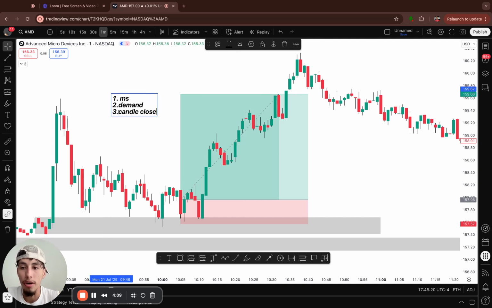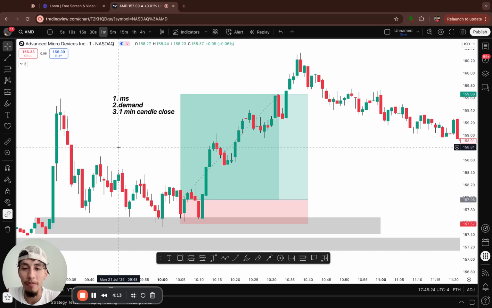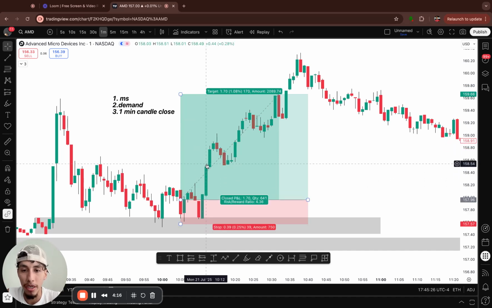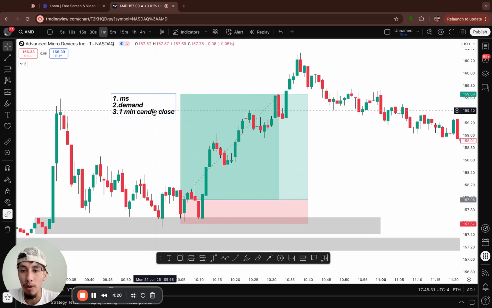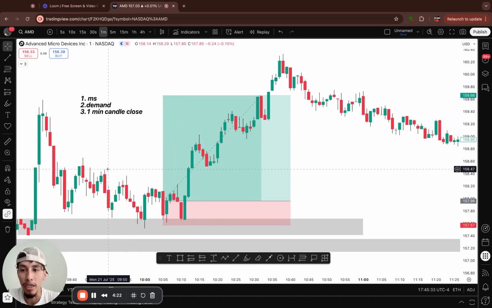So let's put 1 minute, because you can also do the 5-minute. I just don't like the 5-minute because then it'll end up closing all the way up here, and I'm not trying to risk all that. So I just waited for the 1 minute candle to close, and this was my entry model. This right here was everything that I looked for to take this trade. Just these three things is all I need: market structure, demand zone, and a 1 minute candle close. That is literally all I'm looking for.